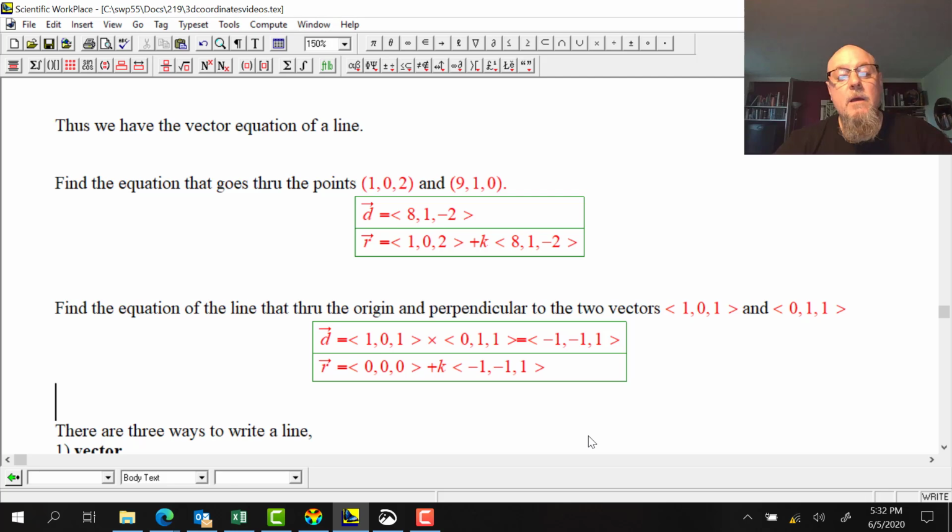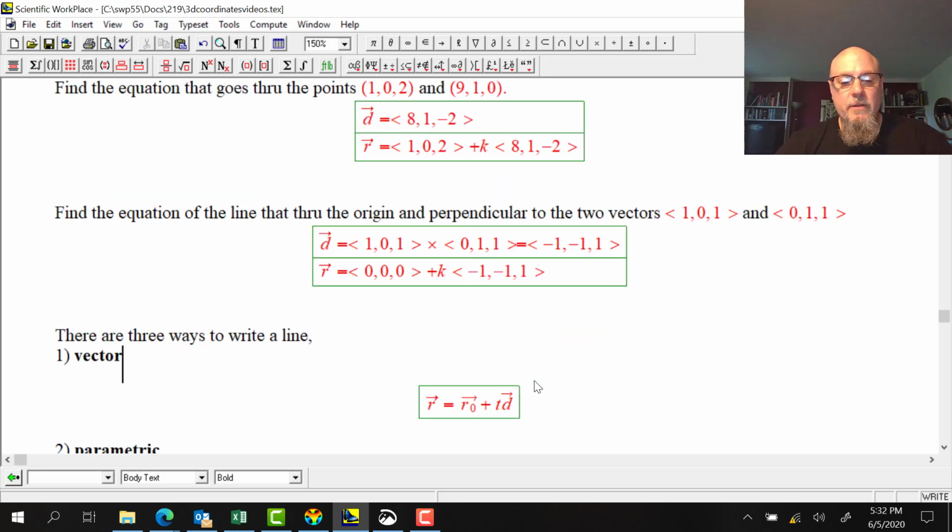Okay. Point and a slope. We know one way to express a line. There's going to be three ways. So the first way is the way we've been answering these questions up till now. Our vector equation of a line.